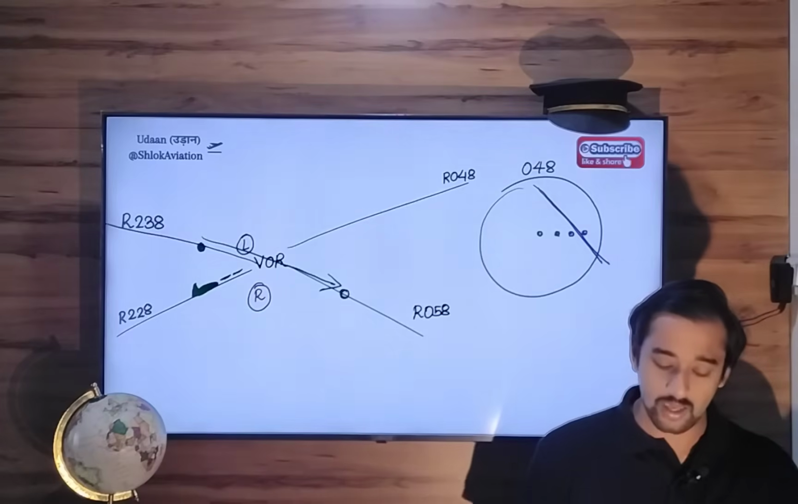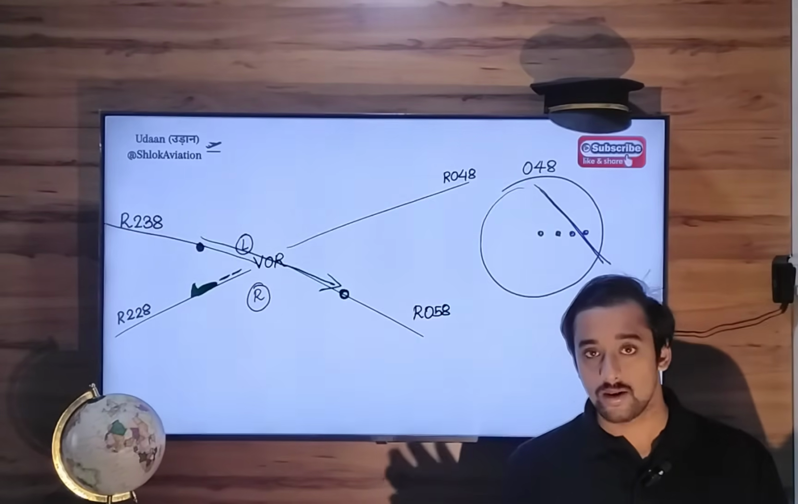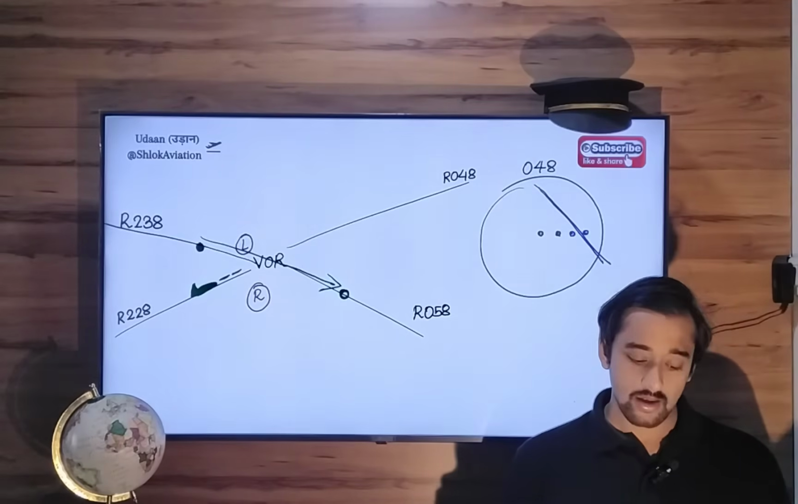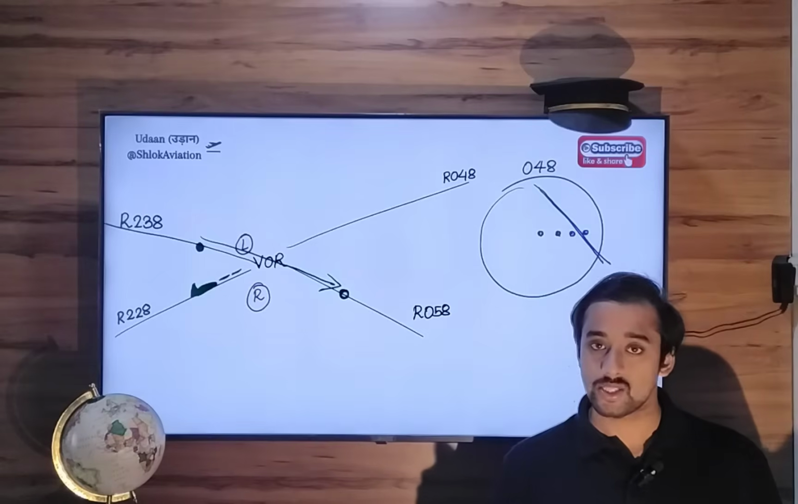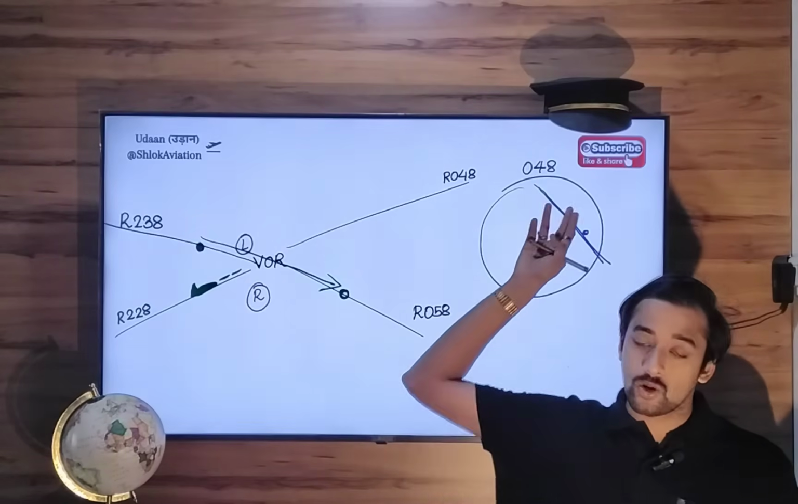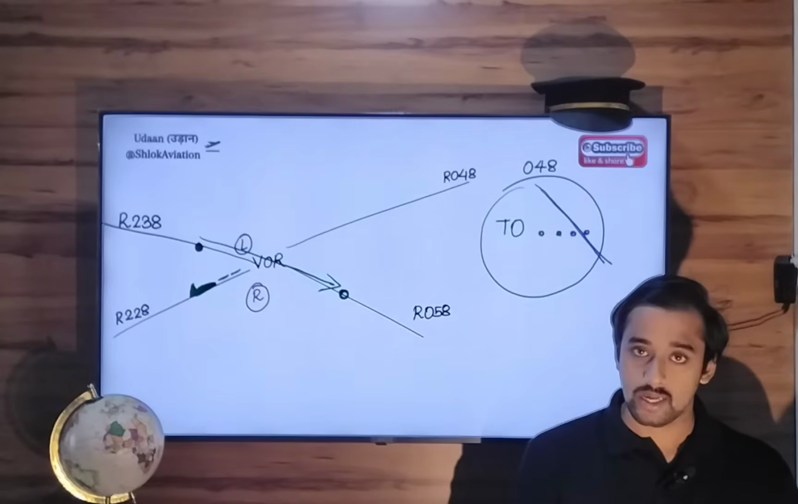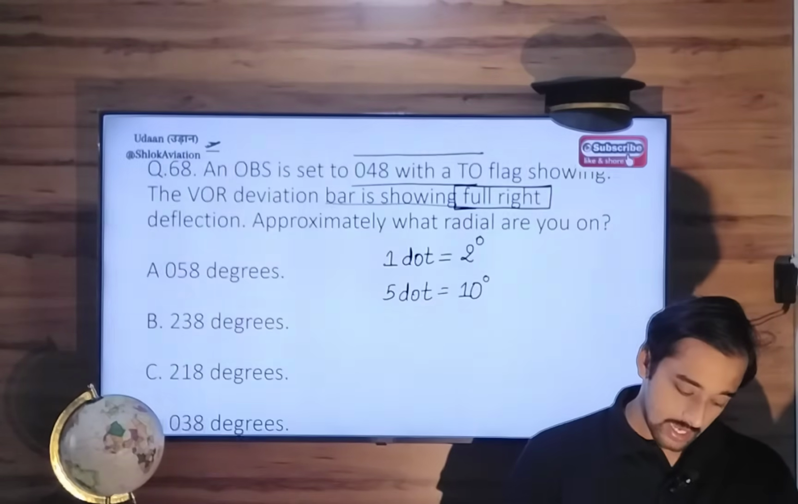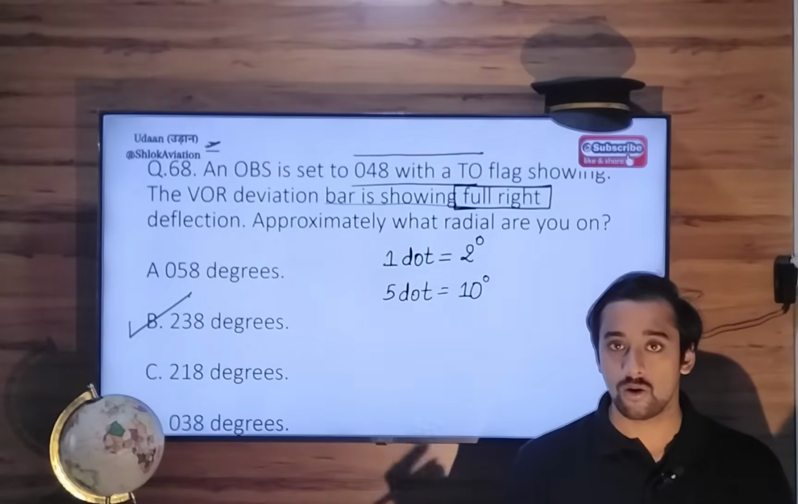So instead of going on to 048 like this, your aircraft will fly here. It will come somewhere here. Okay, so that's not what we want. We want to fly on radial 228 inbound, and that's why we have put a course of 048 with a TO indication. So the correct answer is the aircraft is on radial 238, and this is how we find it out.